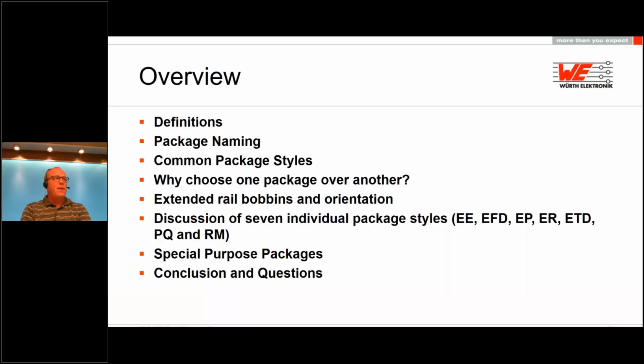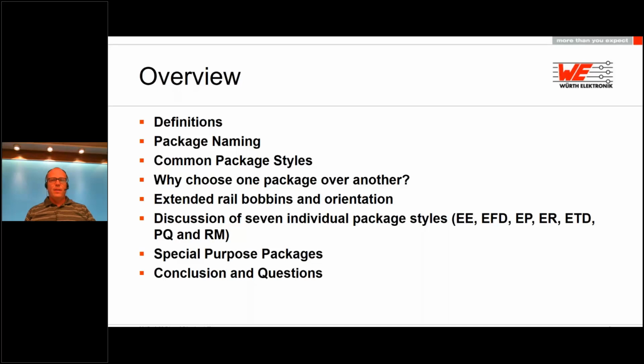So just a quick overview before we get into the details. We're just going to start off with definitions, briefly, package naming conventions, overview a few common package styles, then next kind of get into the reasons why you would choose one package over another one. After that, we'll review extended rail bobbins, orientation, again, more just defining a few terms. And then we've got 7 individual package styles that we're going to go through today. And after that, we'll talk briefly about some special purpose packages, and then we'll wrap up and take your questions.